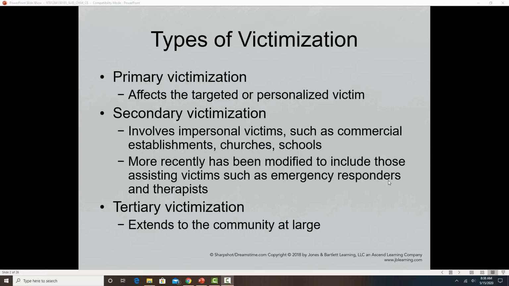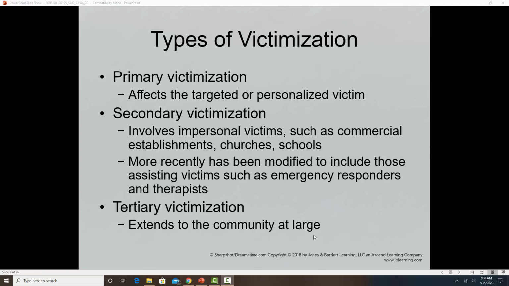Primary victimization is the person that is actually affected, the personalized victim. So the person who is targeted. Secondary can be family, friends, but it can also be things such as commercial establishments, schools, churches, anything in the community, or other people that are affected by that primary victimization. And then tertiary victimization really just goes out to the community at large.